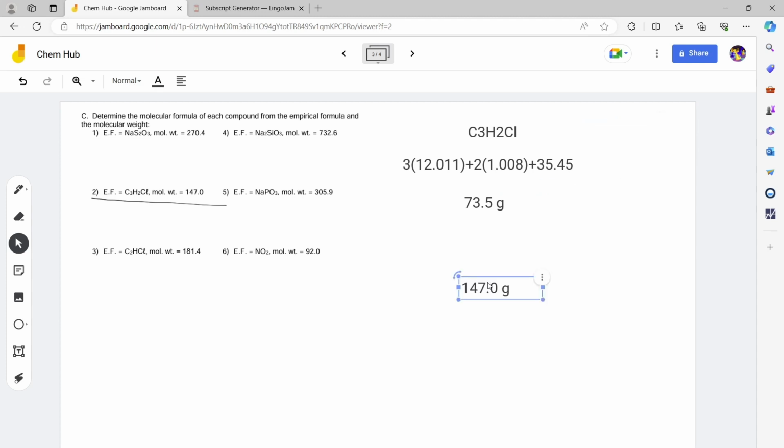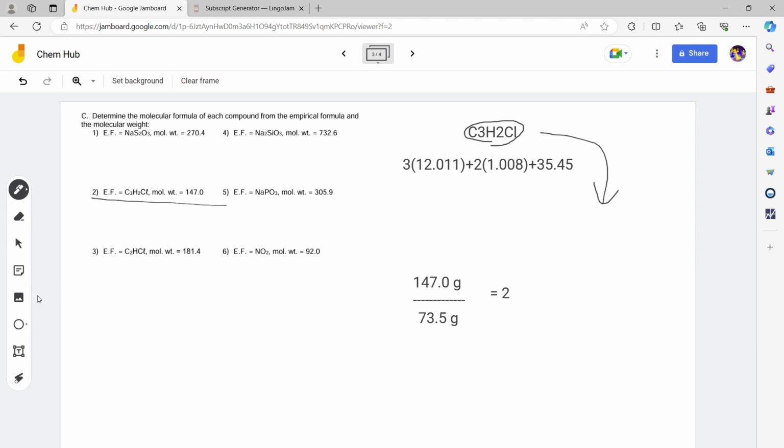And so now we take this value here, divide it by this value here, and that will give us our multiplier. And that gives us about 2. Actually, exactly 2. And so now we just multiply all our subscripts by 2. And so you take these subscripts and you get C6H4Cl2.